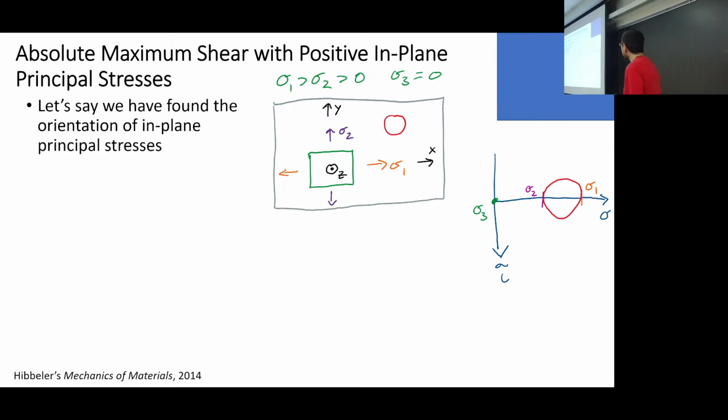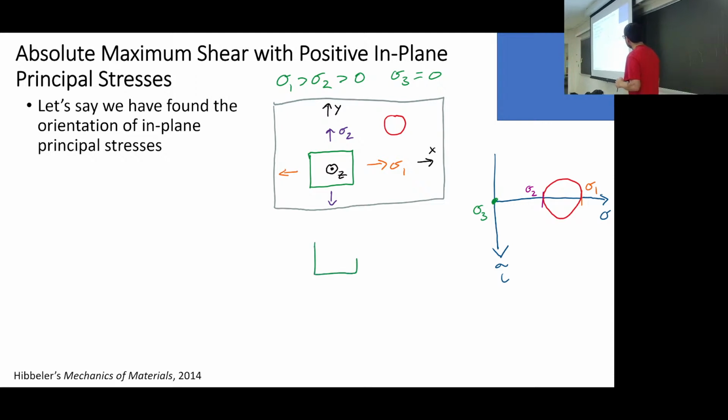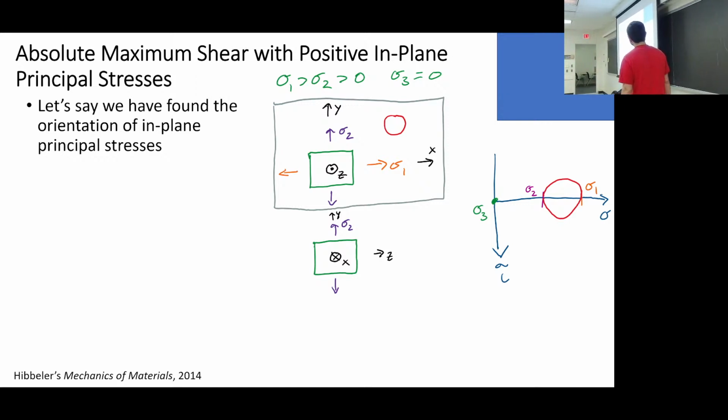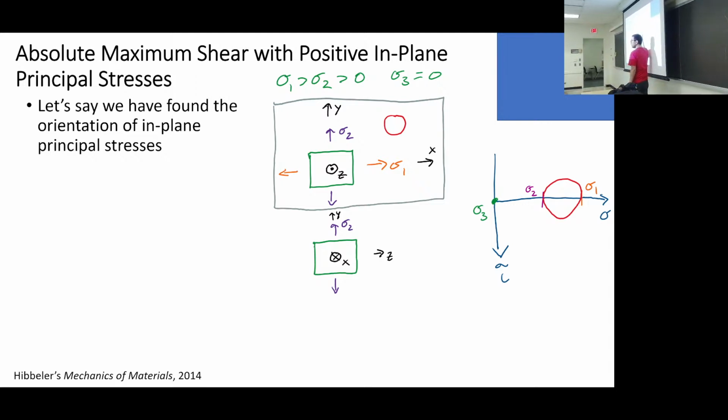Now, what happens if we instead take a look at the zy or the yz plane? So what have we done here? We have rotated this such that now x is going into the board and z is going to the right. Do you see that? We took this element right here and we just rotated it. So now z points to the right and x is into the board. So now we're looking at what? Well, a zy plane.